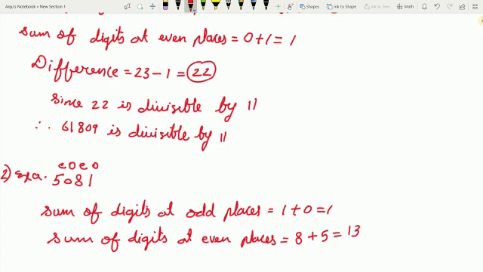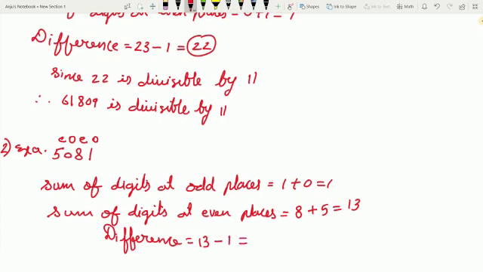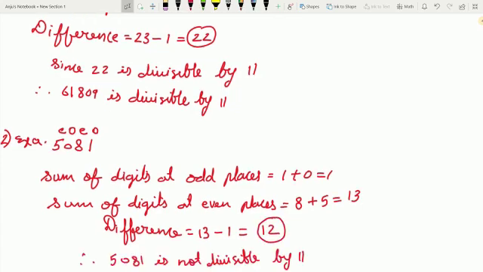Students, now we will find the difference between these two. 13 minus 1 is equal to 12 and we know that 12 is not a multiple of 11. Therefore, we can say 5081 is not divisible by 11.